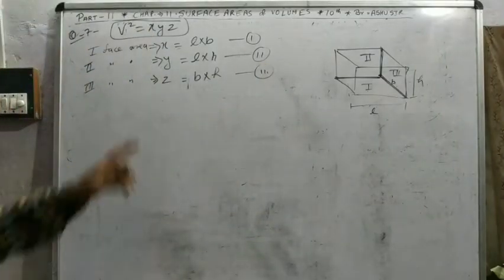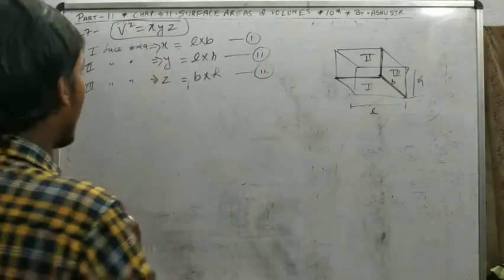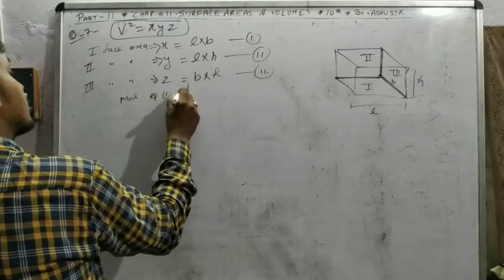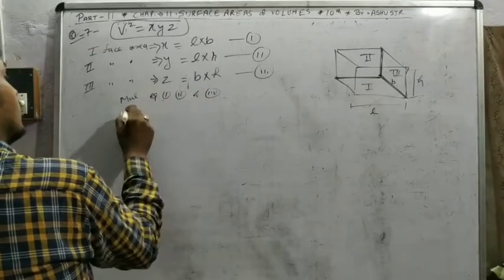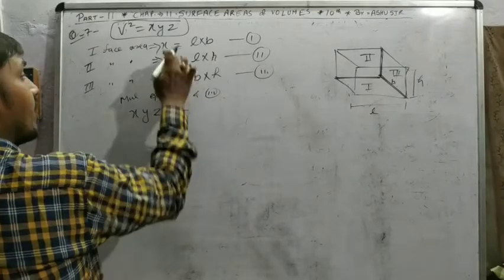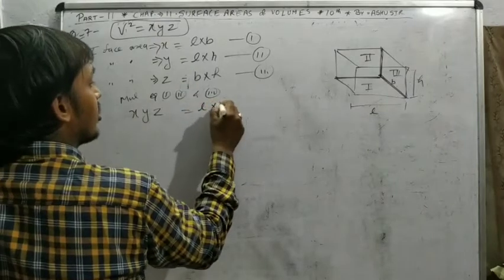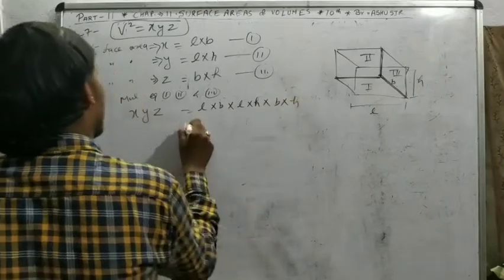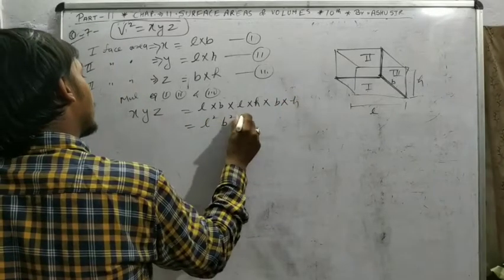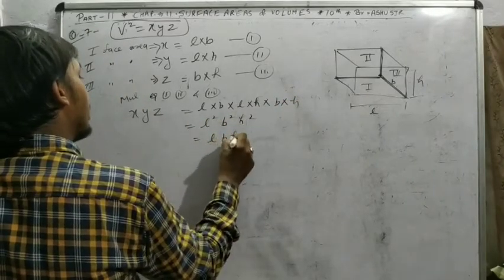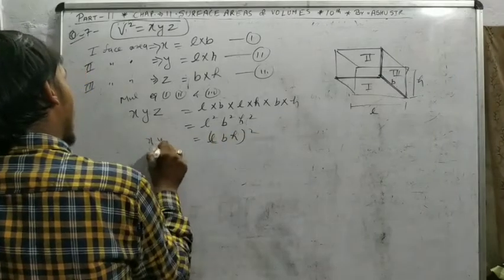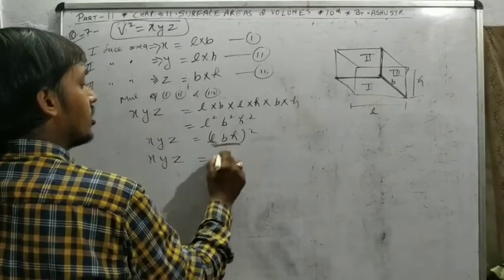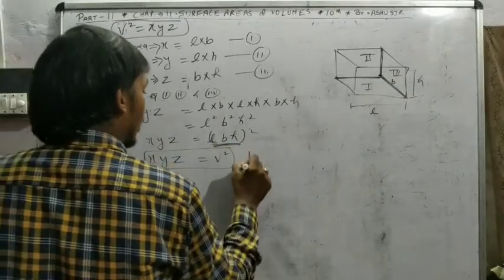We want to multiply x, y, z in the proving part. So multiply the first, second, and third equations: xyz on the left, and on the right you get l square, b square, h square, which is lbh whole square. You know the formula to find the volume is length into breadth into height, so that is V square. Hence proved.